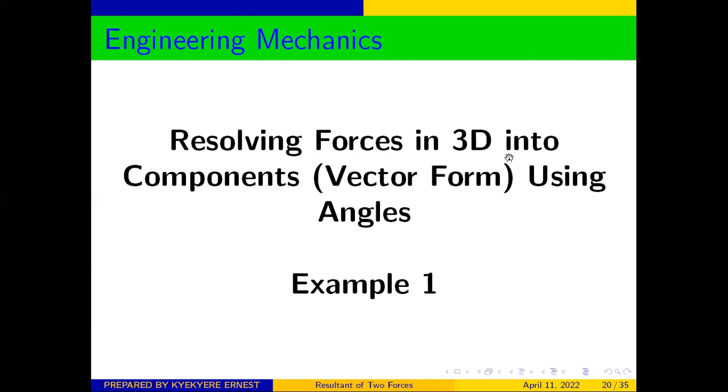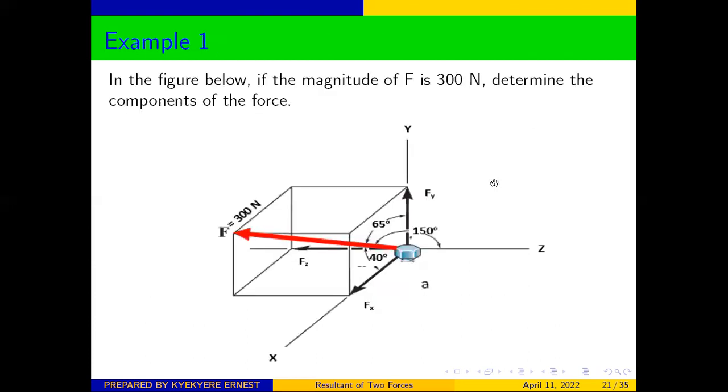Example number 1. In the figure below, if the magnitude of F is 300 newtons, determine the components of the force. And we are given this diagram. So we want to find the X component of the force, the Y component of the force, and the Z component of the force. Quickly, let's look at how to solve such a question.